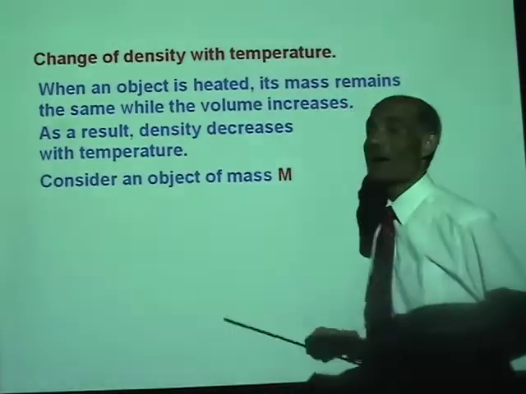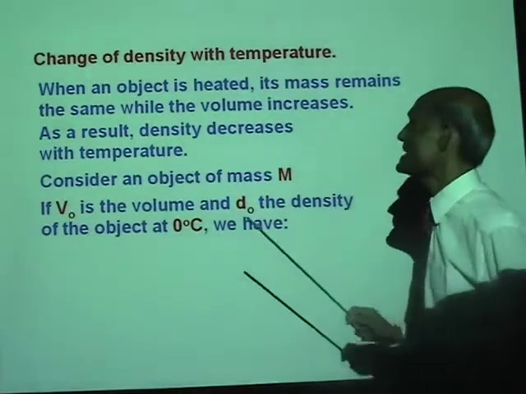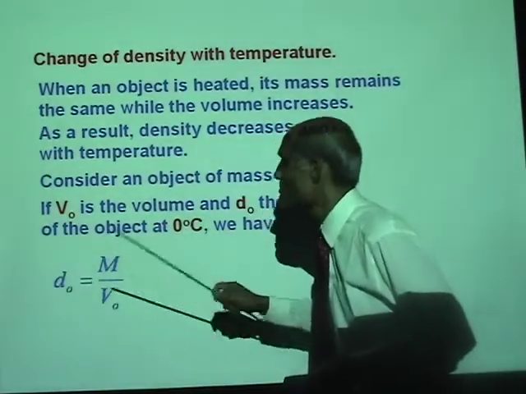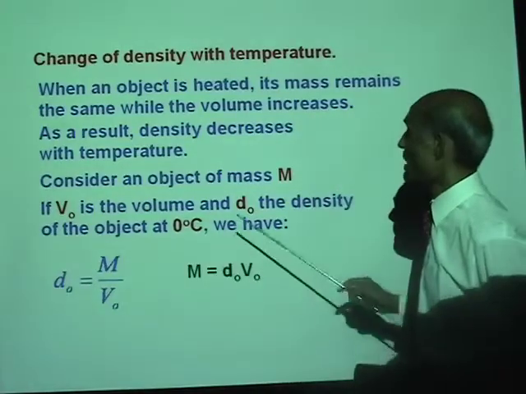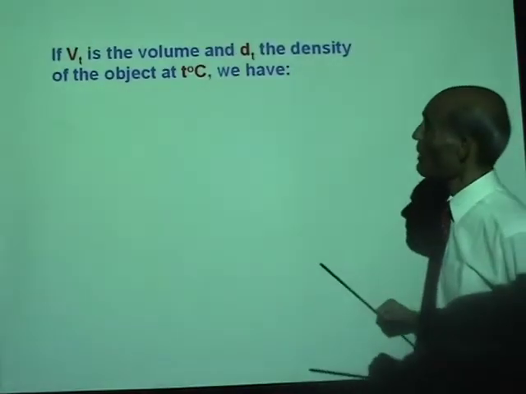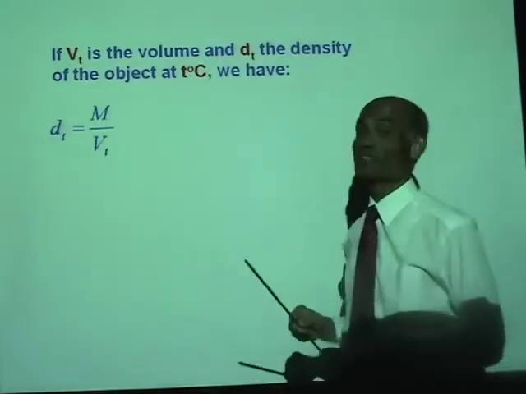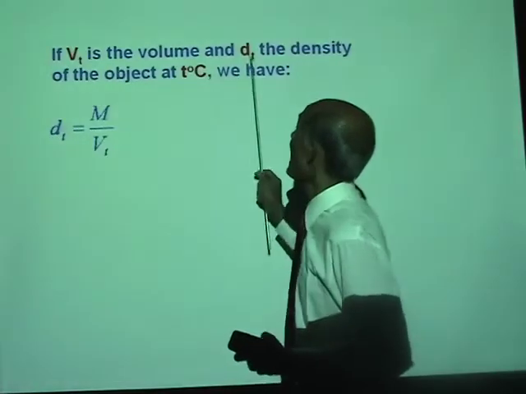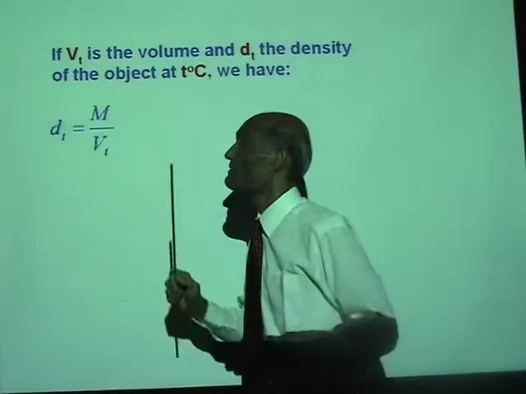Now, consider an object of mass m kilogram. If V0 is the volume and D0 is the density at 0 degrees Celsius, then I can write D0 equal to m over V0. Is that right? Mass divided by volume is density. Therefore, m equals D0 times V0. Suppose you heat that object to a temperature T degrees Celsius. What will be the volume? The volume at that temperature will be Vt, and the density at that temperature will then be dT equal to mass divided by Vt.